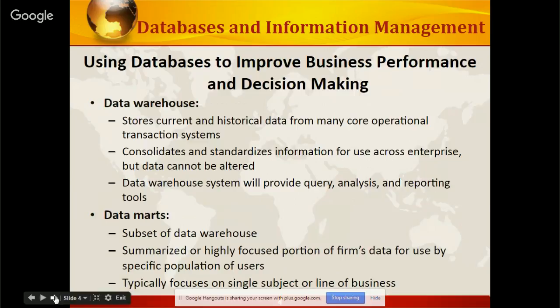Data warehousing is a process where current and historical data is stored from many core operational and transactional systems. So it's a place where you store all this information so that you can have access to it later. It consolidates and standardizes information for use across the enterprise. But the data cannot be altered. So it's really a storehouse. So you have legacy archiving data that you have information on, and you can go back to it at any time. It allows you to get queries on the data, analyses and reports.